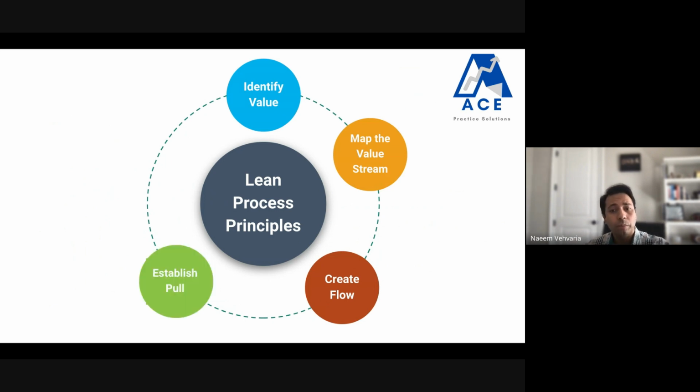Moving on. The next important step in the lean process is establish pull. It's our fourth lean principle, and it revolves around optimizing workloads by timing tasks appropriately, avoiding overloading your staff. This principle involves ensuring that the right amount of work is done at the right time, rather than overloading staff with too much work at once.